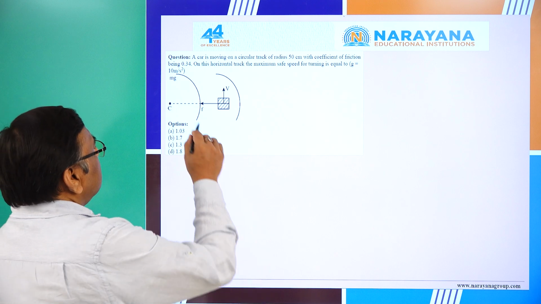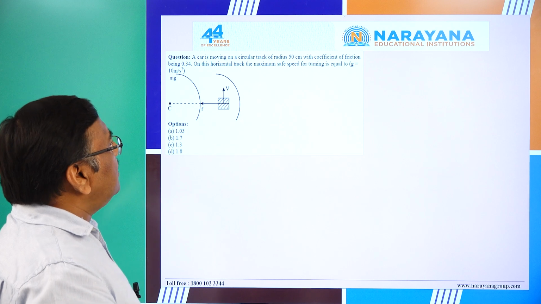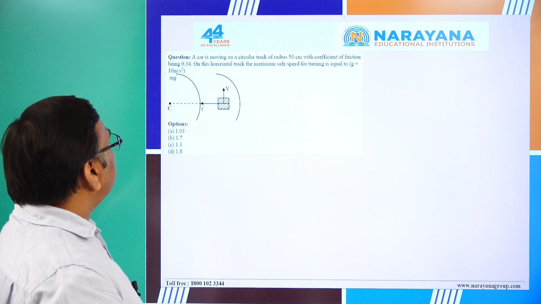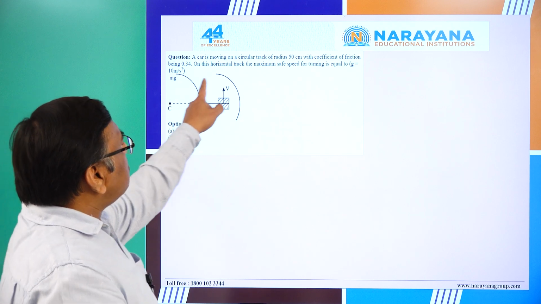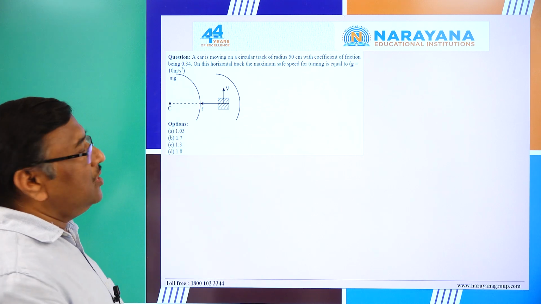Again, you can read this question as he's saying a car is moving on a circular track of radius 50 centimeter with coefficient of friction being 0.34. On this horizontal track, the maximum safe speed for turning is equal to.